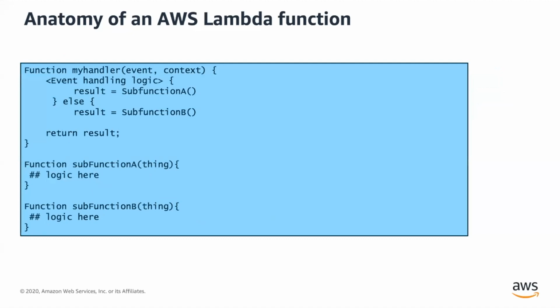All right, and Lambdas can be written in several languages, but they typically follow a pretty similar process. You would have your entry point handler, and to avoid having that function get too large and complicated, you would start to use sub functions as well.